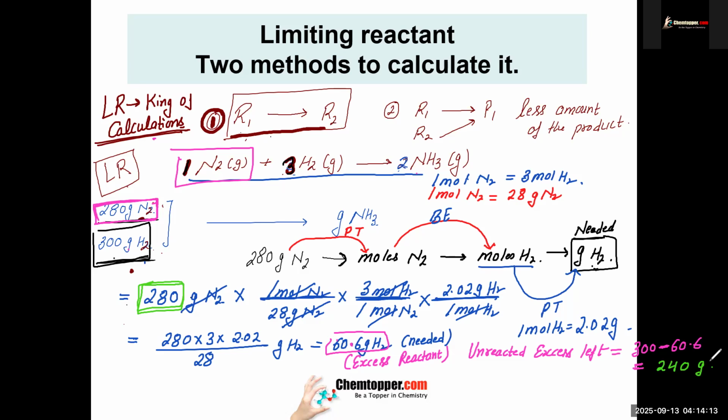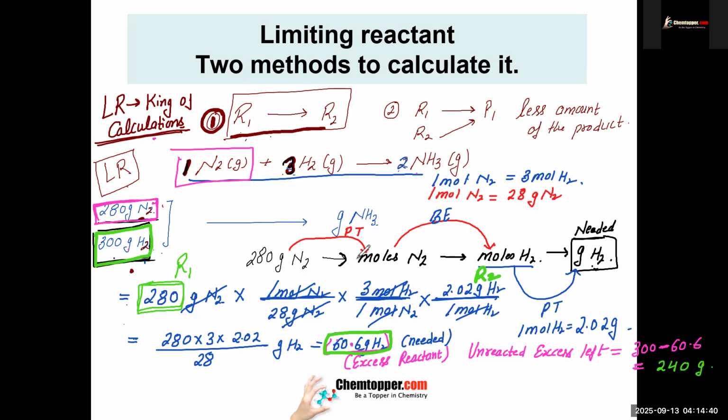Okay, this is how we calculated the excess reactant. We started with reactant 1 and converted it to reactant 2 to find the excess reactant. Then we subtracted the amount needed from the amount given. That is the amount left.